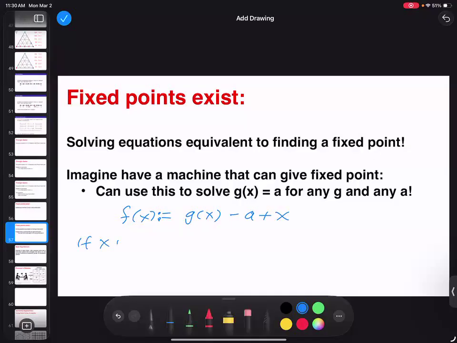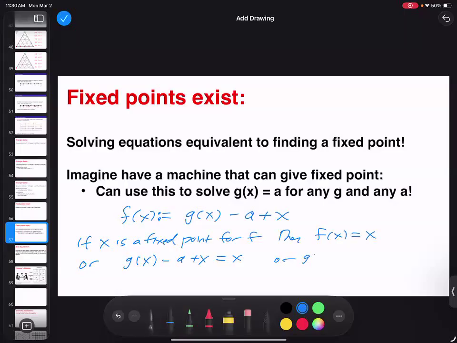If x is a fixed point for f, then f of x equals x. But f of x is g of x minus a plus x, which equals x. Or g of x minus a equals 0, or g of x equals a. So if I have a machine that gives me fixed points, I can use that to solve g of x equals a. So the whole point here is that the ability to find fixed points is actually extremely valuable. I can convert a lot of problems to finding fixed points.